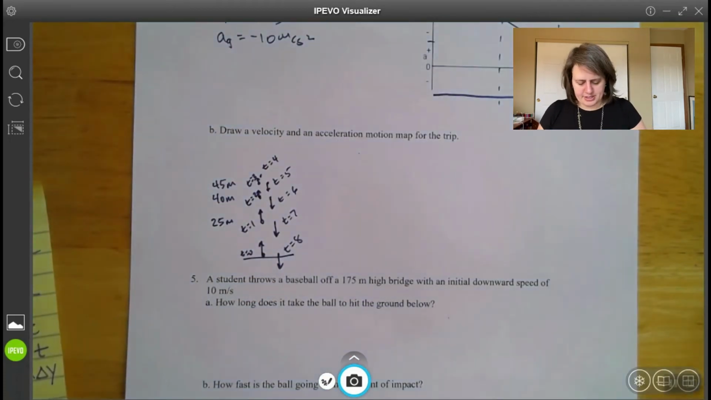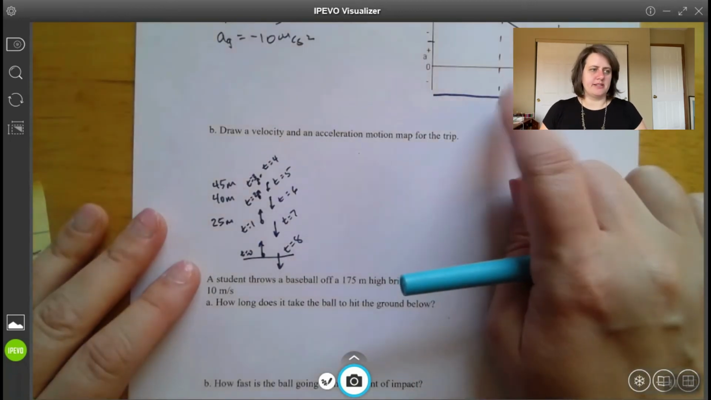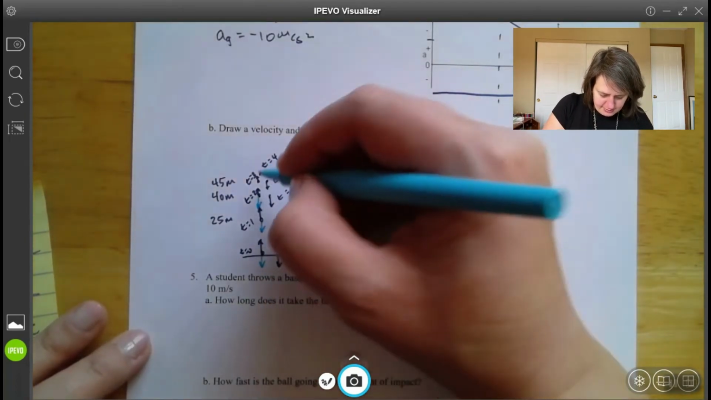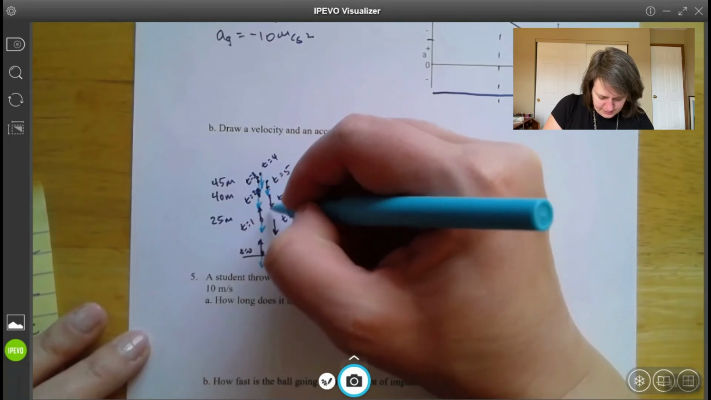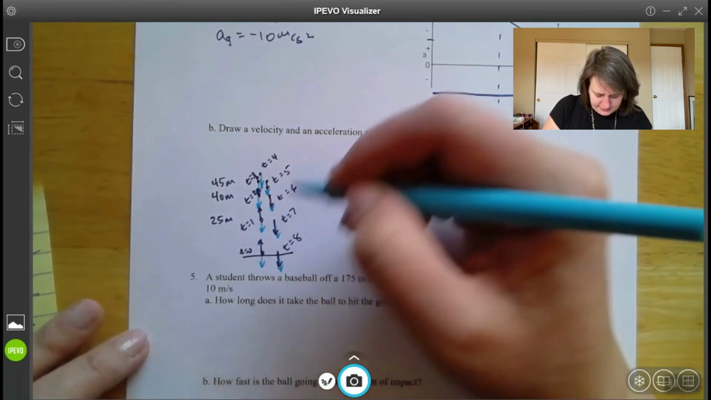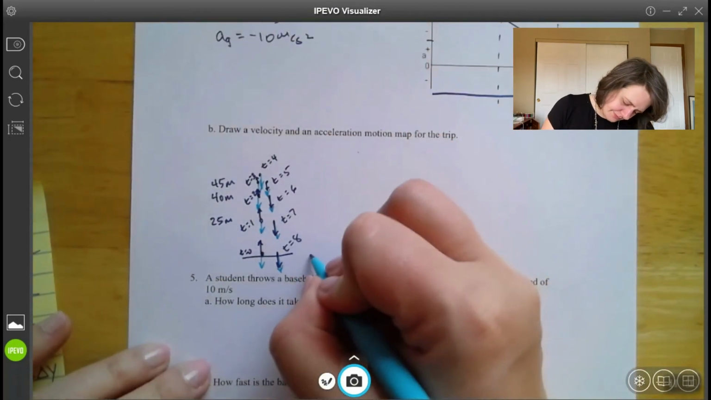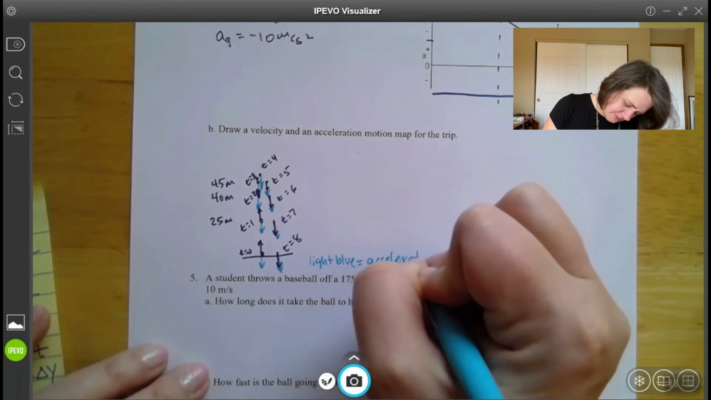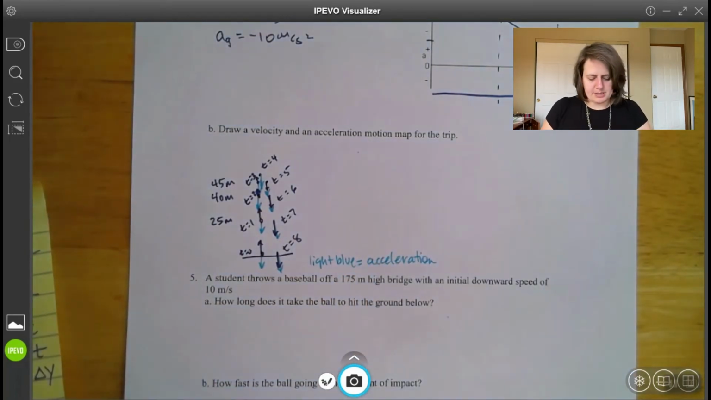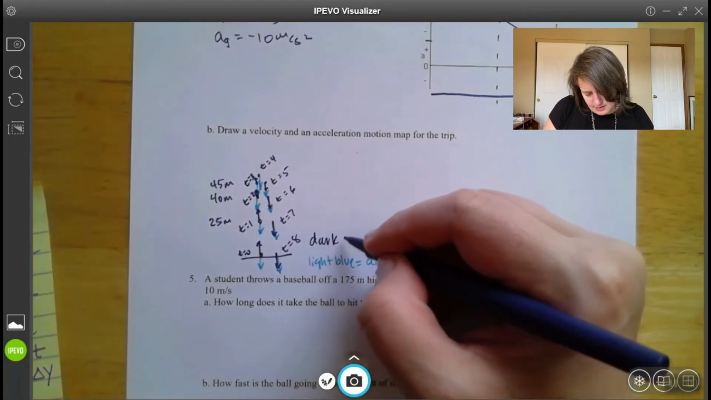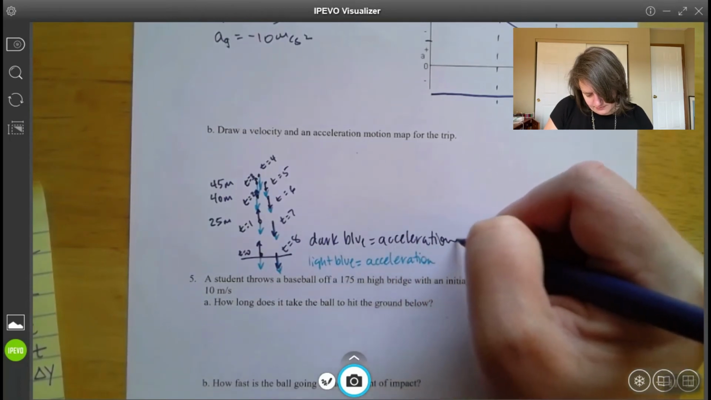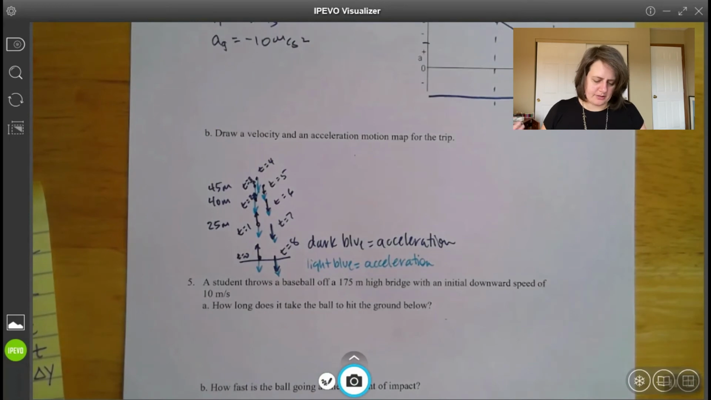I could just add acceleration to these. I'm going to grab a different color pen real quick. And acceleration, as we said before, is always minus 10 meters per second squared. So it's constant and it's negative. So I'm going to draw those arrows. They're all going to be the same length. And they're all going to be downward. So my light blue lines are for acceleration. My dark blue lines are for velocity. And that's just telling me which direction I went.